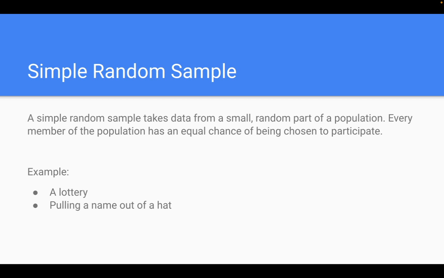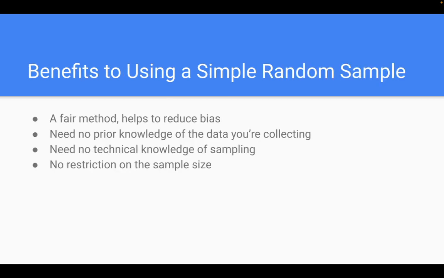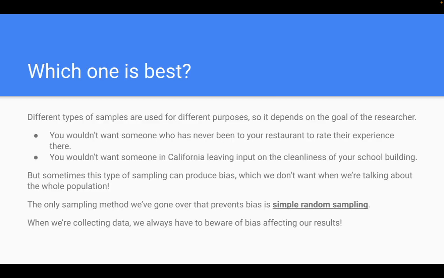All right, some benefits of the simple random sample. This is a fair method that helps reduce bias. There is no prior knowledge of the data that you're collecting. You need no technical knowledge of sampling, and there's no restriction on the sample size. All right, so we've talked about 3 different types of sampling. Now, which one would be best?